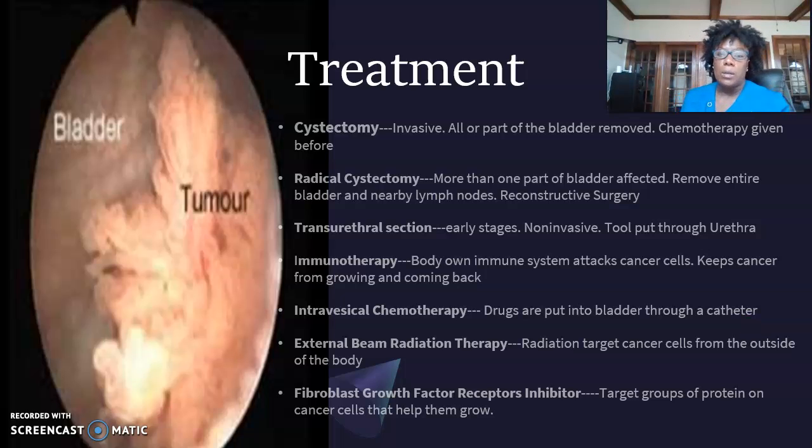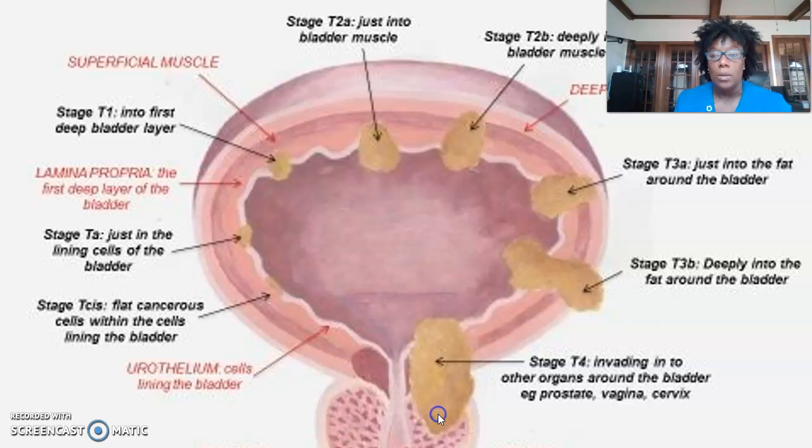Some treatments include immunotherapy, which is the body's own immune system attacking the cancer cells. And it keeps the cancer cells from growing and coming back. In terms of beam radiation therapy, it is targeted radiation therapy from the outside of the body. Fibroblast growth factor receptor inhibitors target groups of protein in cancer cells that help them grow.